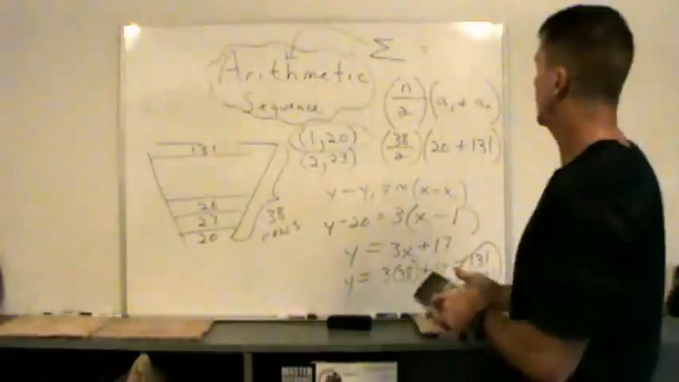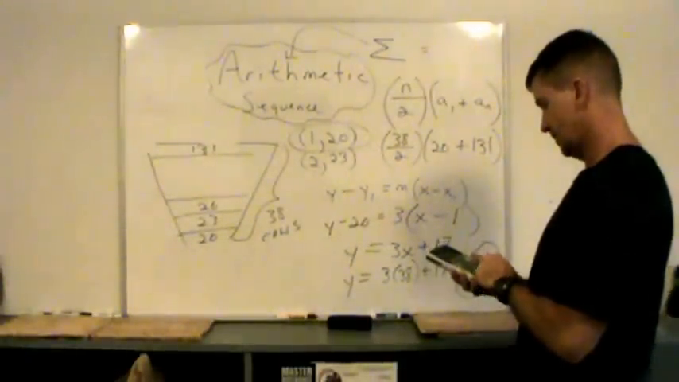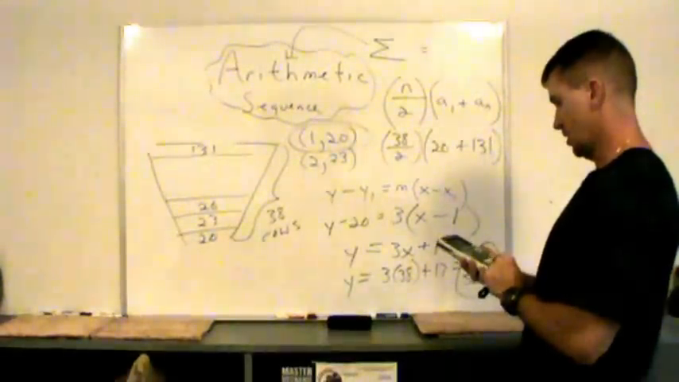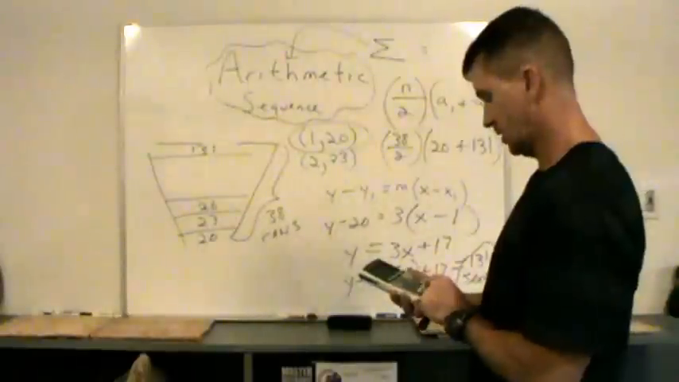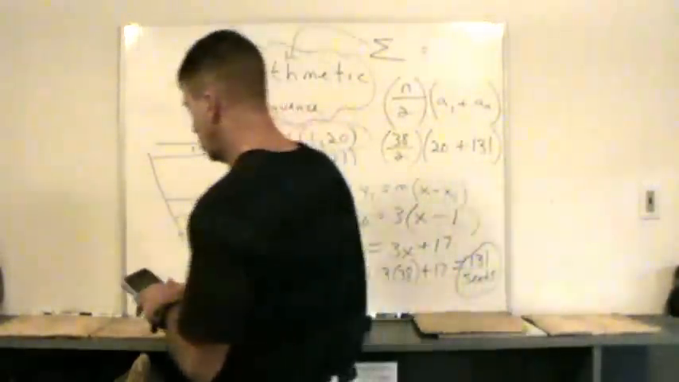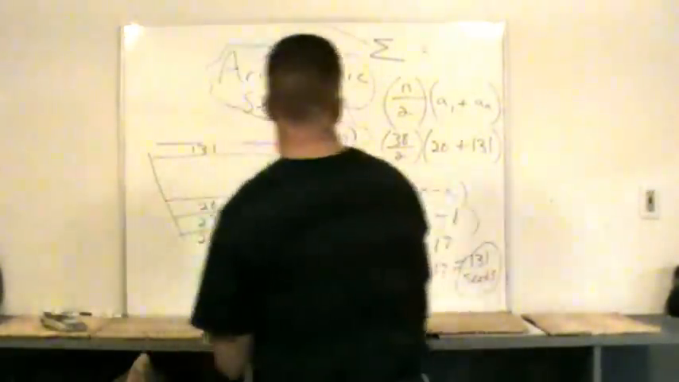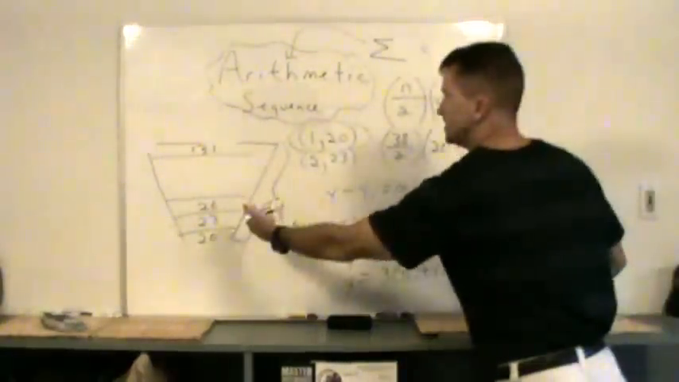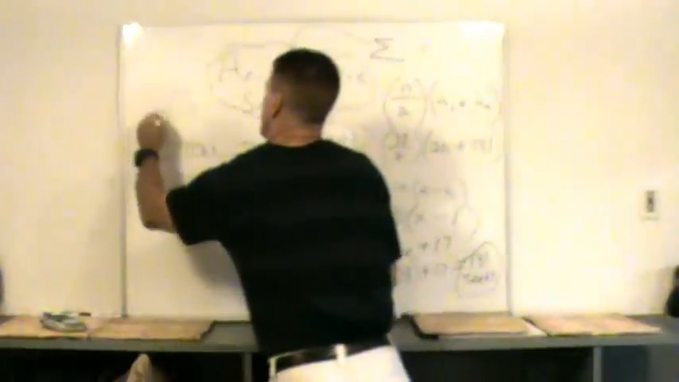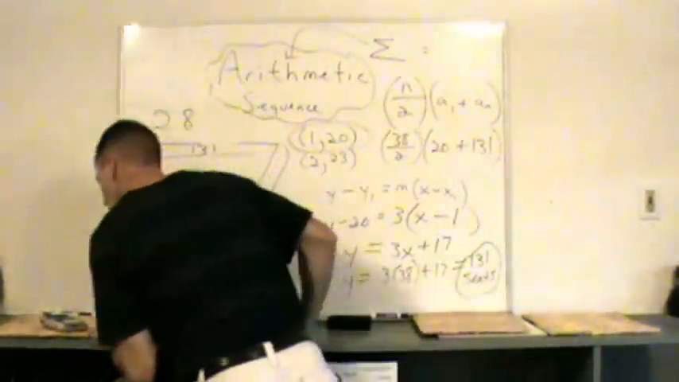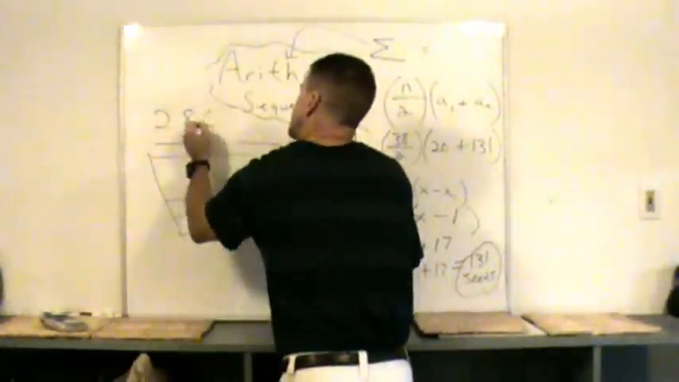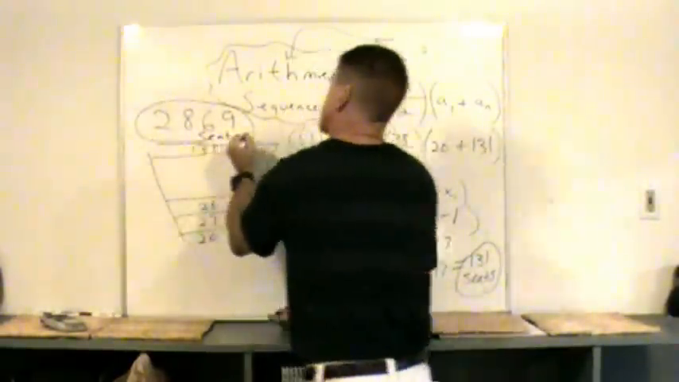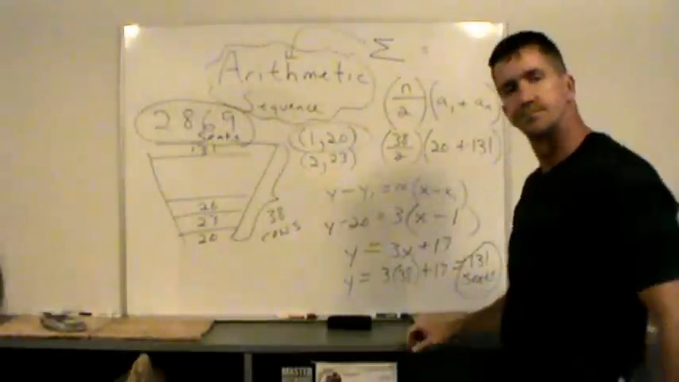So 38 divided by 2 is 19, times the quantity 20 plus 131, and we get 2,869 seats. So the final answer to this problem, how many seats are there? There are 2,869 seats in that section. That's it.